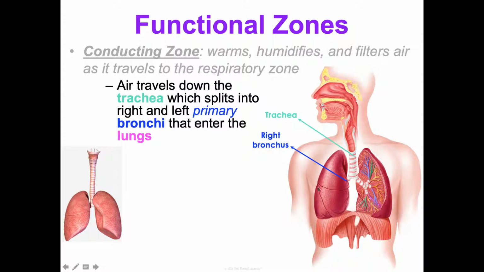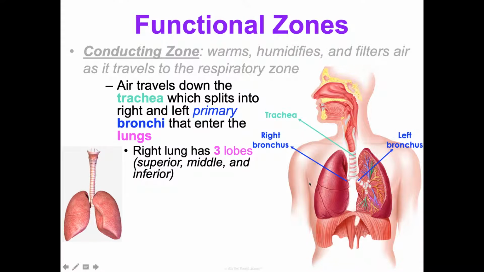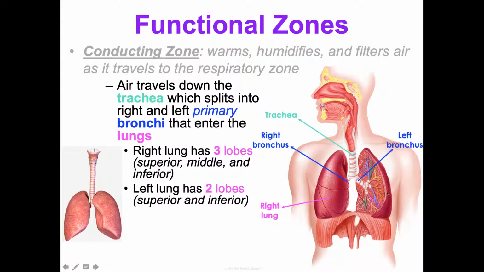Your right bronchus would be over here, and your left bronchus over here due to the orientation of the anatomical position. Your right lung, which you can kind of see in this picture, has 3 lobes: the superior, the middle, and the inferior. And then your left lung has 2 lobes, just the superior and the inferior.